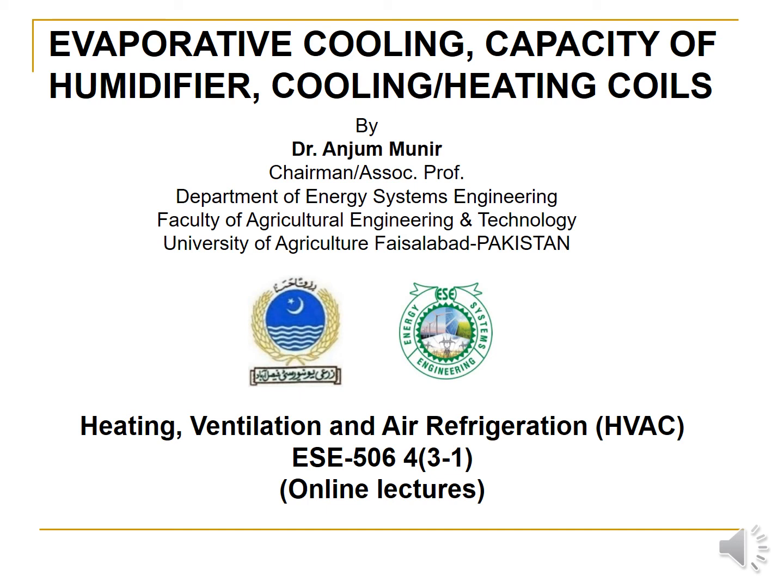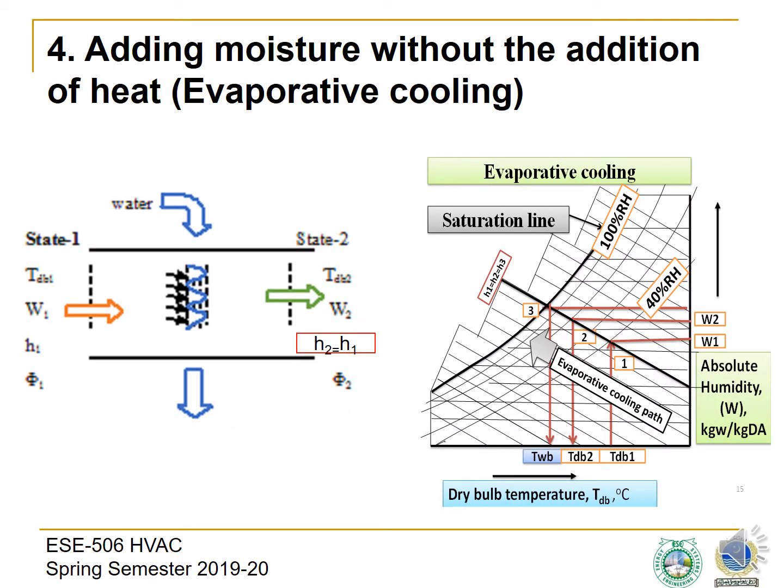This lecture covers the fourth psychrometric process, evaporative cooling, and then capacity of humidifiers and capacity of cooling and heating coils. Fourth psychrometric process: adding moisture without the addition of heat. So this is also called the evaporative cooling process.